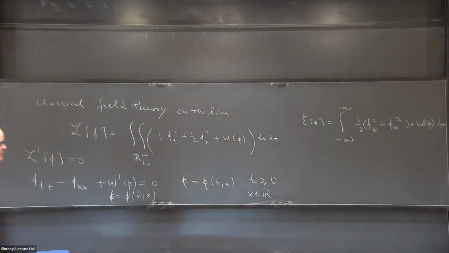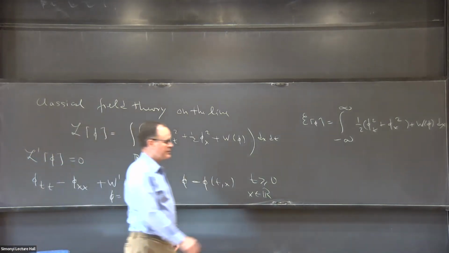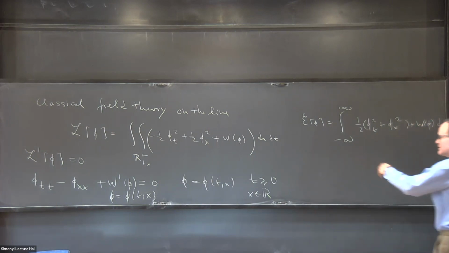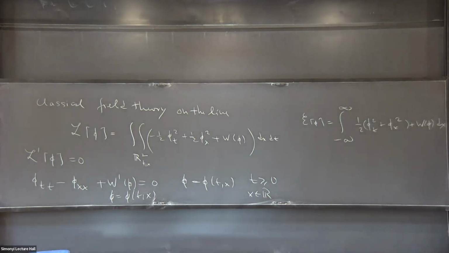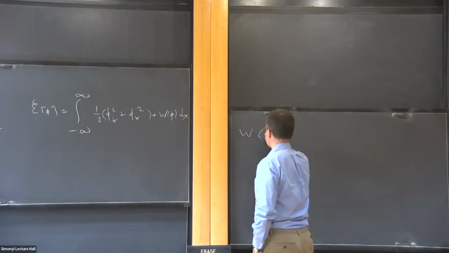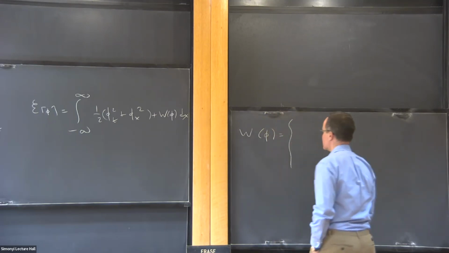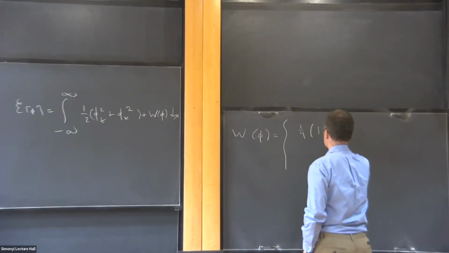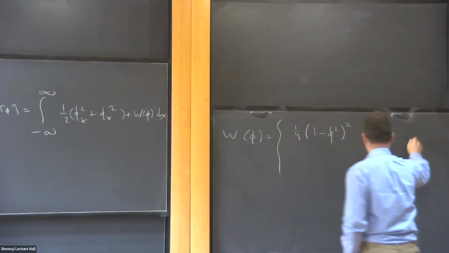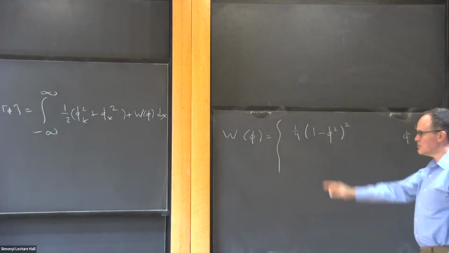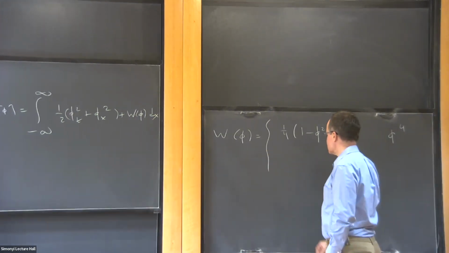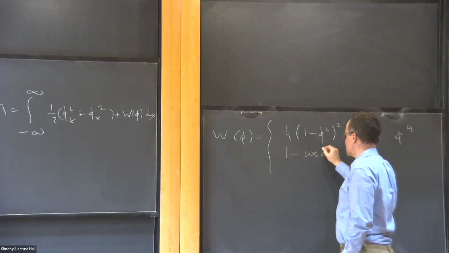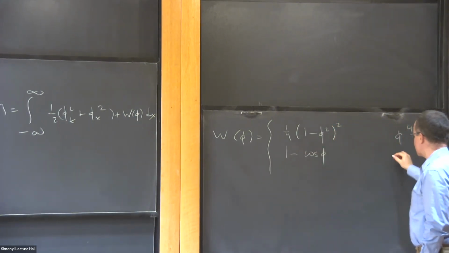I will not write phi of t,x explicitly. And what are the main examples that we are interested in? There are 3. You could, of course, consider this for many different types of W. For the purposes of this talk, we will have 3 different types of W. One is this one here. This is called phi to the 4. And I will write these PDEs explicitly for these 3 models in a moment, for these 3 different potential energies. Another one is 1 minus cosine phi. That is called sine-Gordon.